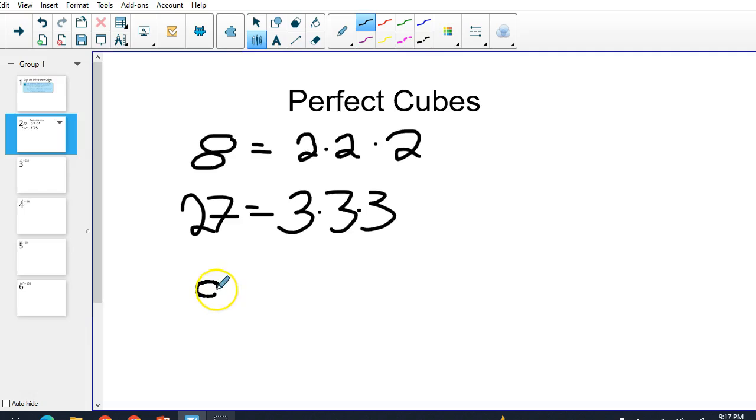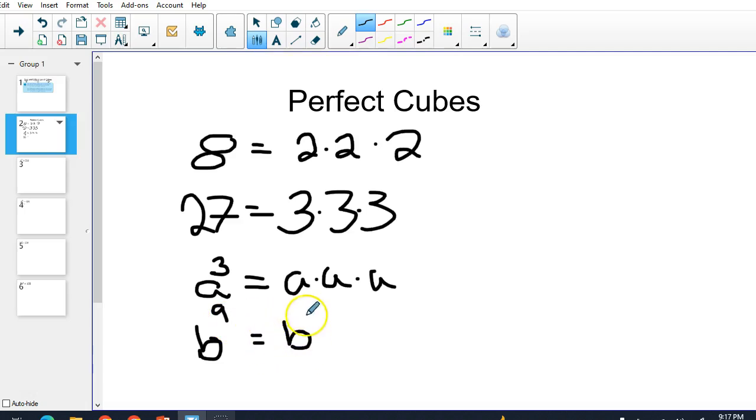Alright? So this can be with a variable. So a cubed to be a perfect cube would be a times a times a. And we can even have any higher degree variable as long as the degree is divisible by 3. So for instance, b to the 9th power is a perfect cube because it's b cubed times b cubed times b cubed.